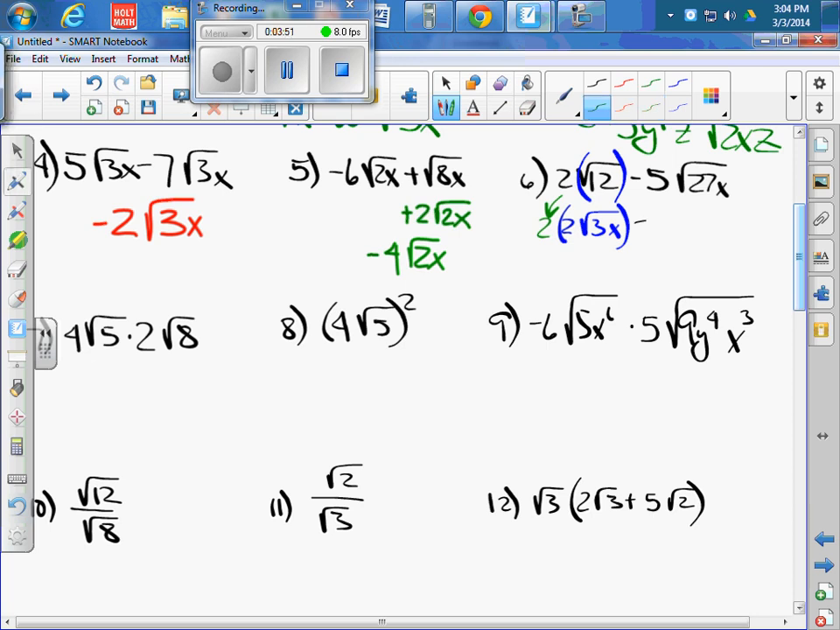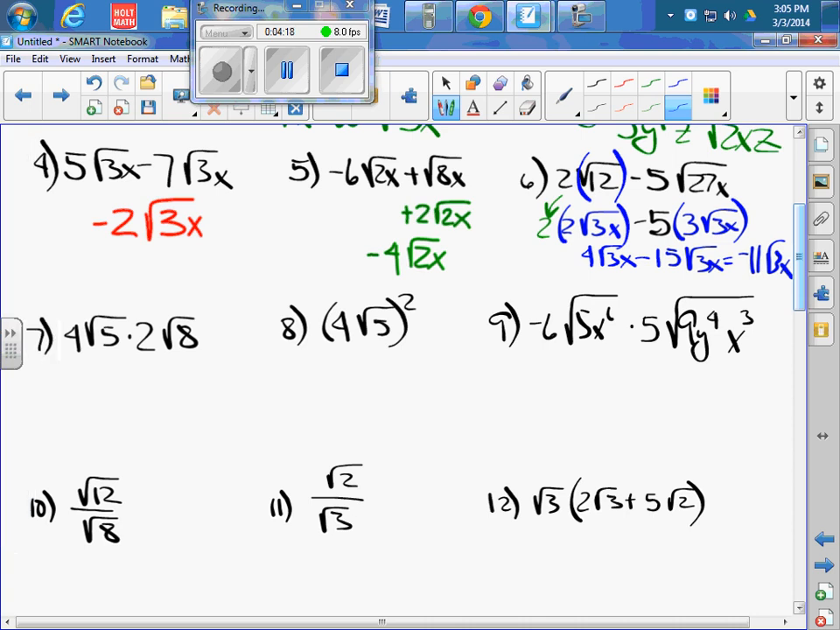And then we're going to have this minus sign. And don't forget to bring down this 5. Because when you simplify radical 27x, you get 3 radical 3x. Now, 2 times 2 radical 3, that's 4 radical 3x. Minus 5 times 3 is 15 radical 3x. And that's negative 11 radical 3x.